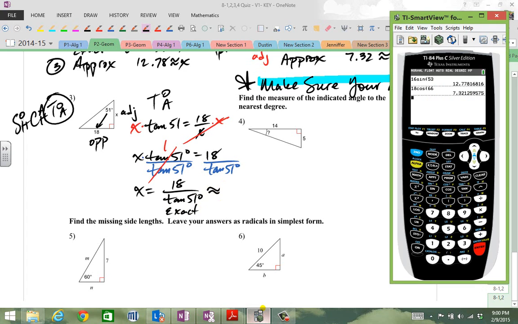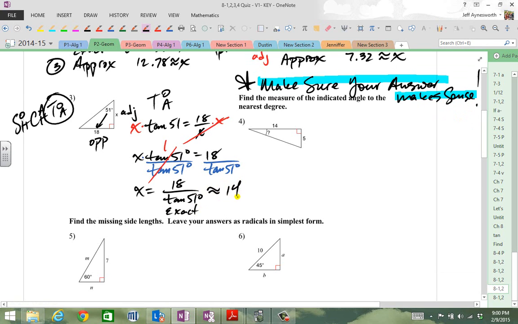So we use a calculator again. 18 divided by now the tangent of 51 degrees. Get about 14.58. I expect an answer a little bit smaller than 18 because it's shorter than 18. Well, and I got it. Okay, so there you go. That's all there is to it, believe it or not.